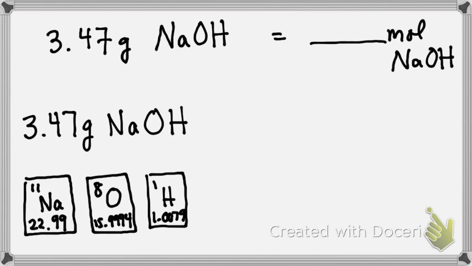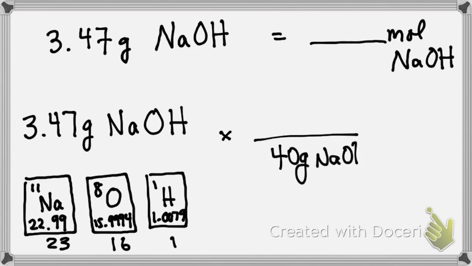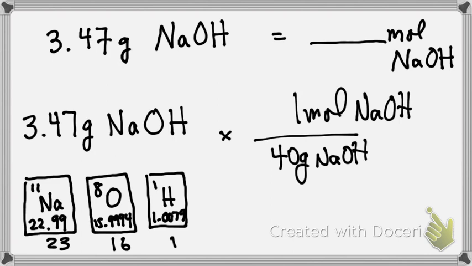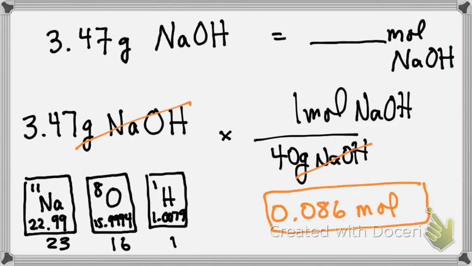Now, as a chemist, I usually round things off so I can do this in my head. So I would say sodium is 23, oxygen is 16, hydrogen is 1. So this is going to be 40 grams of NaOH is 1 mole of NaOH. And then I'm just going to simplify this on the calculator. So when we simplify the expression, we get 0.086 moles of NaOH. Make sure you include the unit with the number.